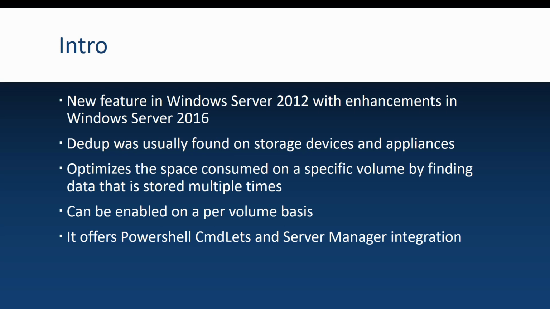Very simply, what dedupe does is that it finds in your files that you have on the volume parts that are the same and tries, of course, to delete the duplicate parts and create links to files so that the total space occupied is much less than it was. Deduplication can be enabled on a per volume basis, and it also offers a lot of PowerShell commandlets. It's also integrated in Server Manager.